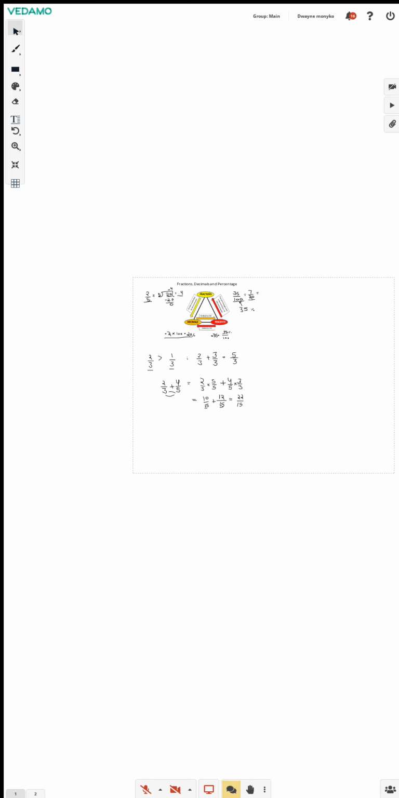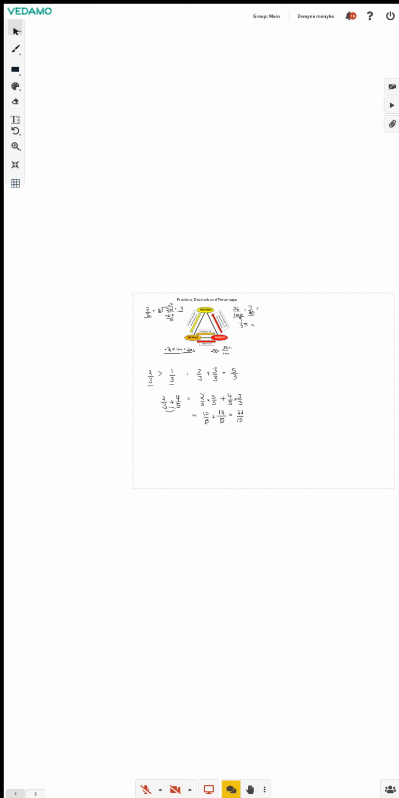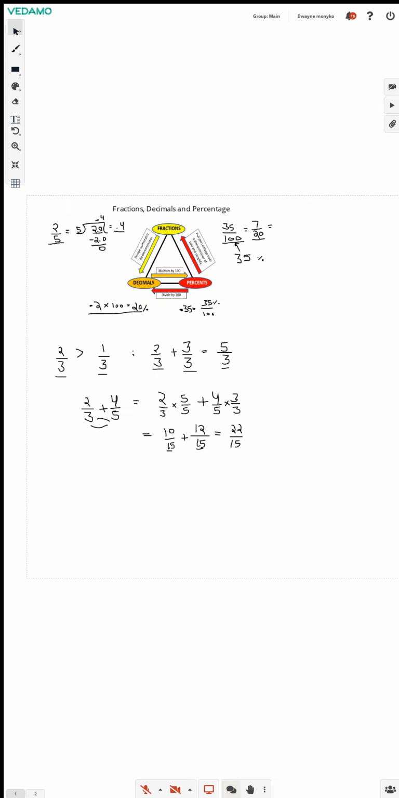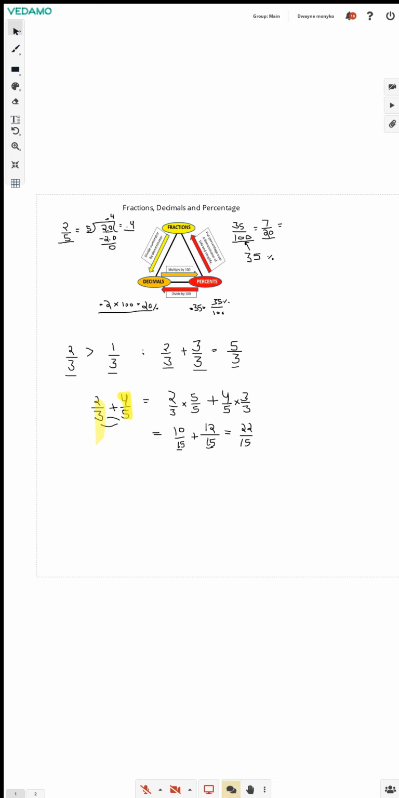Okay, so we learned this in the addition of fractions, that when the denominators are equal, we can easily add them together. So here I wanted to make the denominators of both of these fractions, 2 over 3 and 4 over 5, equal. So I multiplied them with each other. I multiplied 5 with 3 and I multiplied 3 with 5.